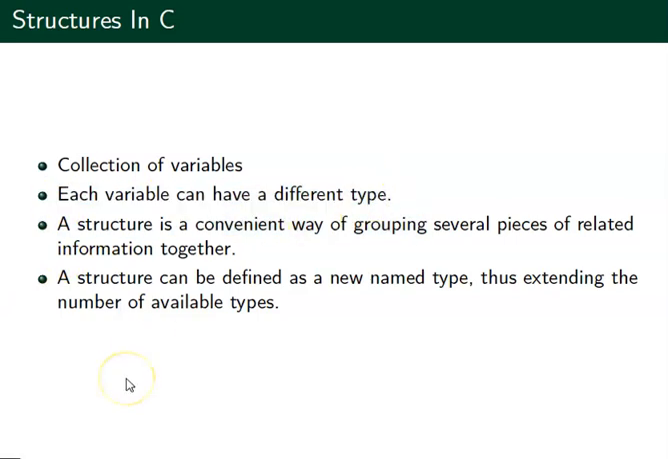Basically what we do is we group pieces of information together. For example, a student has a name, an ID number, and a list of courses. In this case, we will group different pieces of information together for every student, and this will make programming easier.